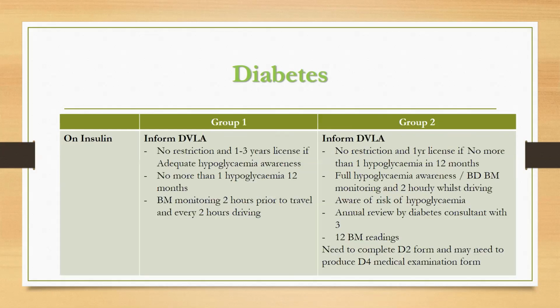The third one is if the patient is on insulin. If the patient is on insulin, he should notify the DVLA for both groups. For Group 1, there is no restriction, and the patient will be issued a 1 to 3 year license if he has adequate hypoglycemia awareness, if there is no more than one hypoglycemic episode in the previous 12 months, and if the patient monitors his blood sugar 2 hours prior to travel and every 2 hours while traveling.